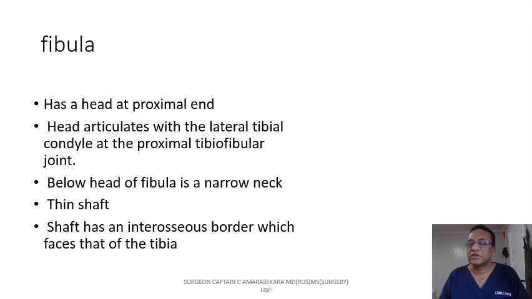When you are operating in this area, you have to do careful dissection to avoid nerve injury. The feature of this shaft is that it is very thin, long and slender. It provides an attachment site for muscles like fibularis longus and brevis.